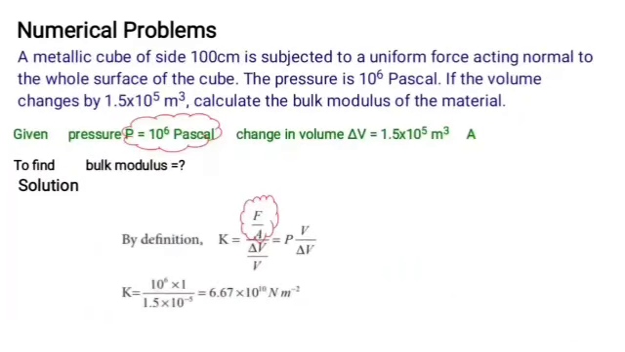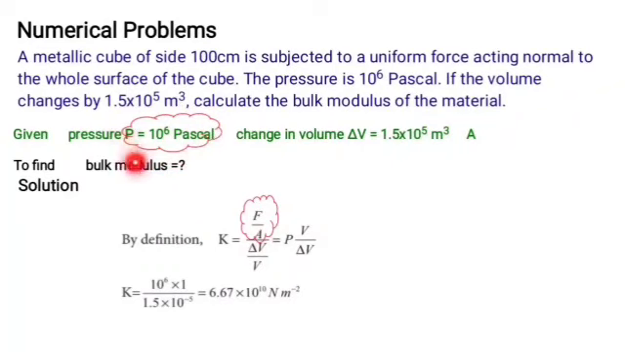So next problem. Metallic cube of side 100 cm is subjected to uniform force acting normal to the whole surface of the cube. The pressure is 10 to power 6 Pascal. If the volume changes by 1.5 into 10 to power minus 5 meter cube, calculate bulk modulus of the material.